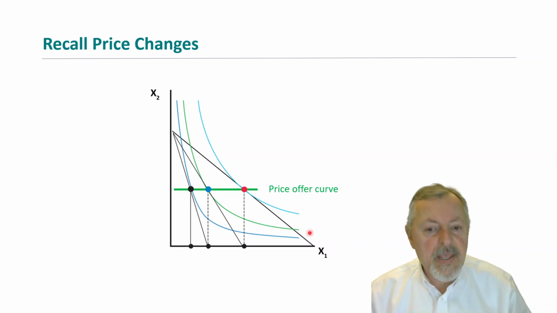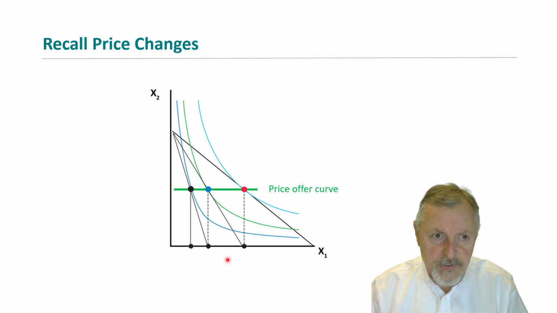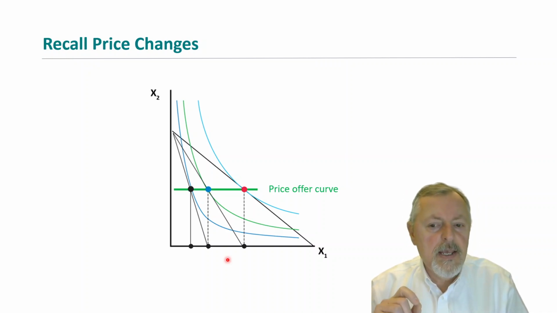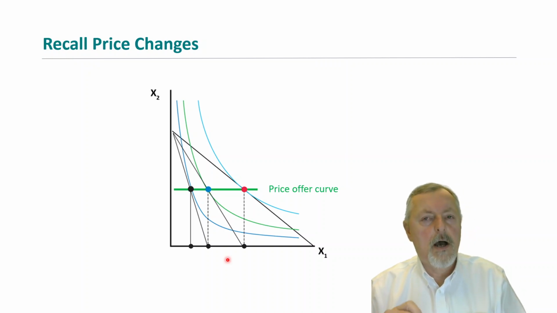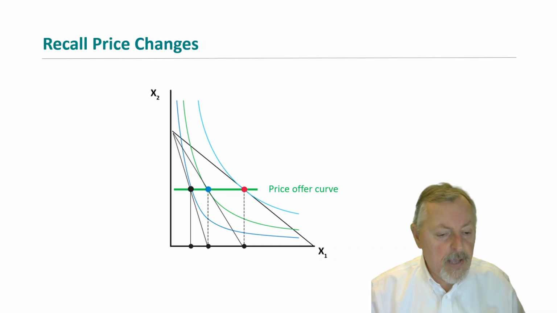Now remember, right now we're looking at how income change affects your choice. But remember, before we looked at what happens to your choices if the price of thing one changes. Well, we could plot it until we get the whole line, the price offer curve. Now we're looking at how your choices change if your income changes.